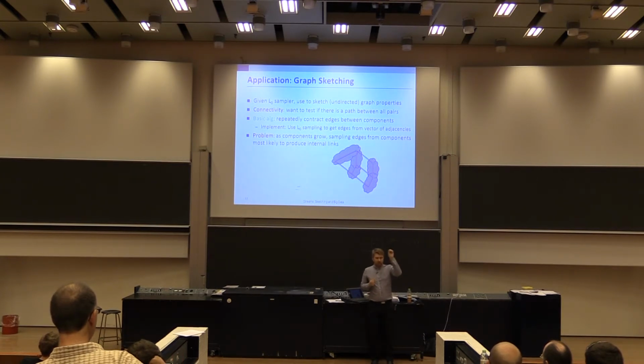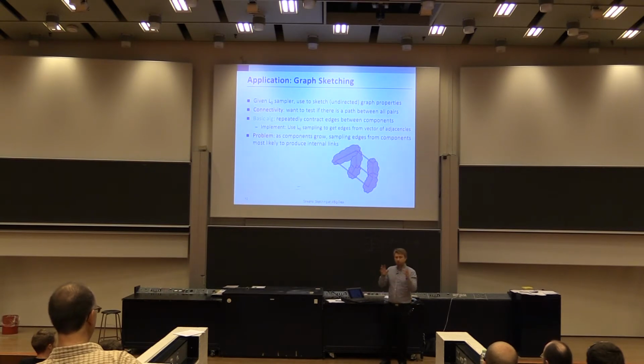And if you just try to sample an edge incident on each node, then you're quite likely to pick edges, or you're almost certain to pick edges, that are internal to the component. And that doesn't tell you anything new. What you want is to make sure that you pick edges going out of that component, connecting to another component. And there may be only one such edge, and yet somehow you want to be sure you'll pick it.